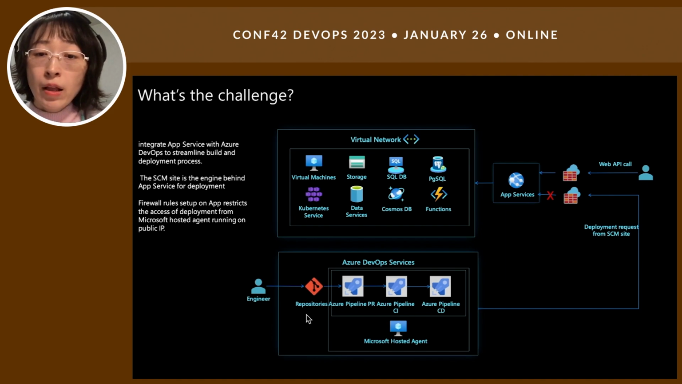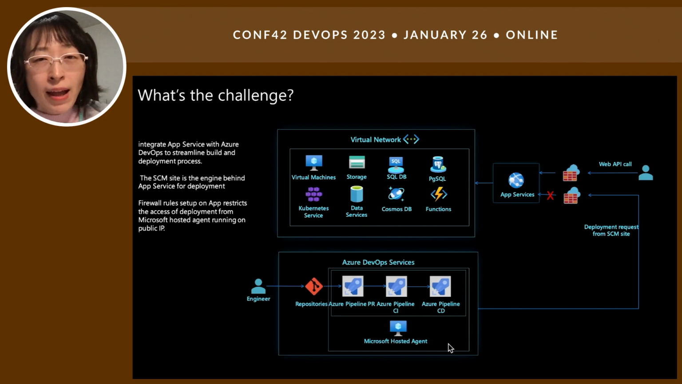However, our Microsoft hosted agent, which runs all the pipelines for the automation orchestration, is located in the public network. And this is per design. We couldn't change it. So how can we solve this problem?